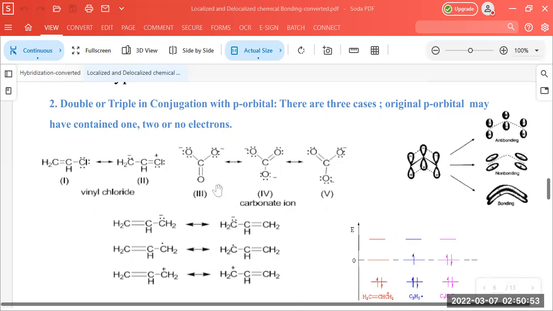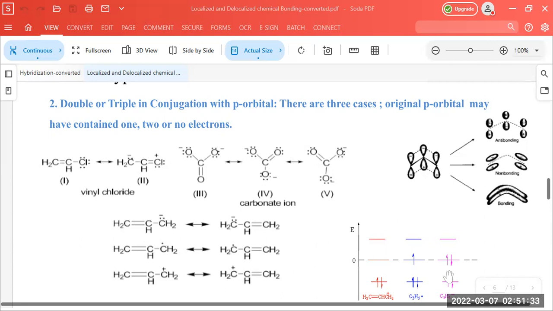Similarly, you can draw canonical forms for this carbonate anion. So this is also a delocalized chemical bond, the carbonate ion. Similarly, the vinyl anion, a carbanion of this type, can also be observed, and it shows that the electron pair is shared between these three carbons. So you can say that this is a delocalized chemical bond in which there is a p orbital which has this electron pair. It is in conjugation with a p orbital or with a double bond.